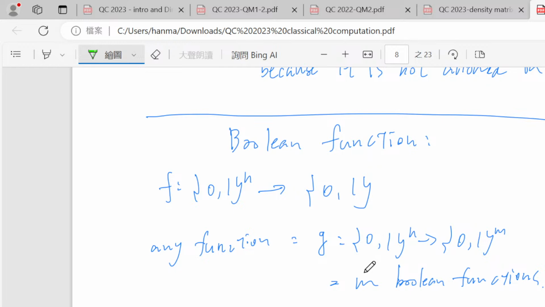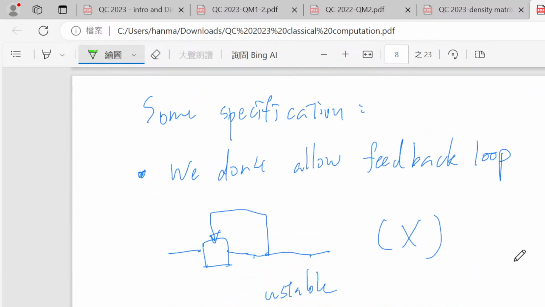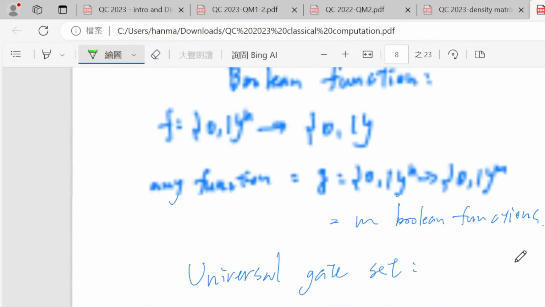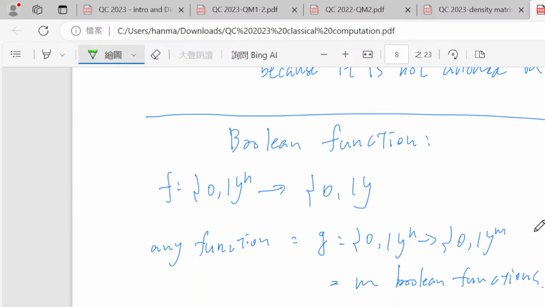Introduction from this class. We went over the Turing machine and the circuit model, and let's start talking about something else.